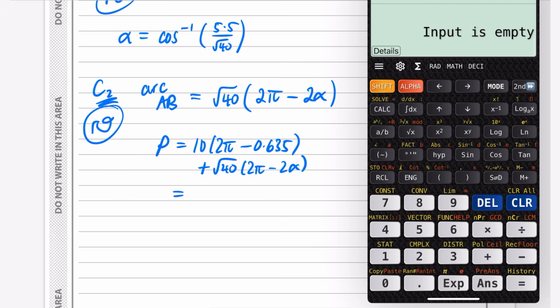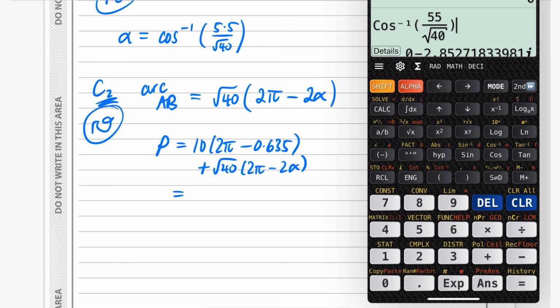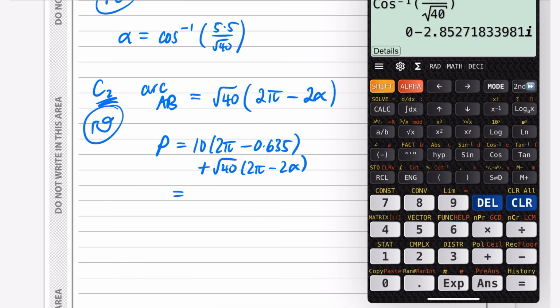So, damn it, now I'm going to have to do alpha all over again. That's okay. So we'll do the inverse cos of 5.5 over the square root of 40. If I typed it in correctly, it would have been better. My apologies. And then we've got that value of alpha. That's the one that we're going to be putting in here.